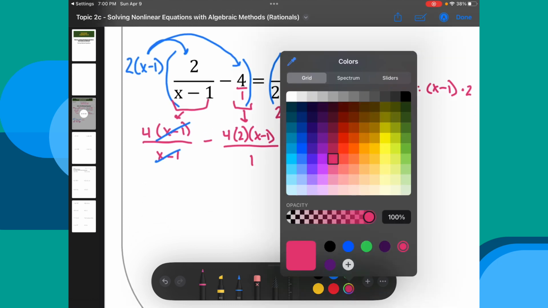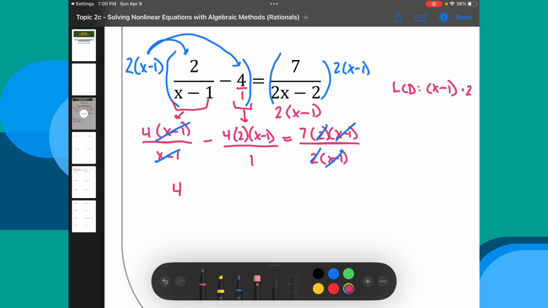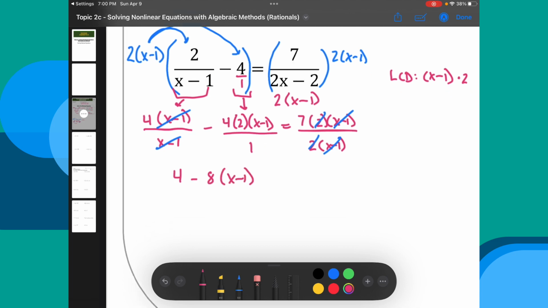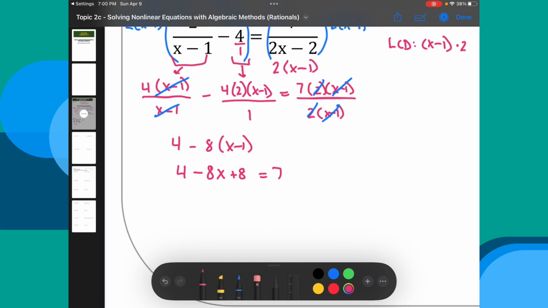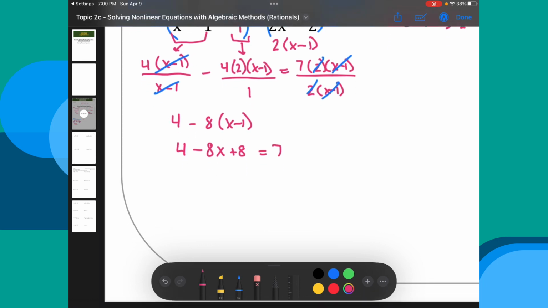So now we're just going to solve. So we have 4 minus 4 times 2, that's 8, times x minus 1. So I'll distribute that. 4 minus 8x plus 8. And on the other side of our equal sign, we canceled out everything and are left with 7. I'm going to combine my like terms. 4 plus 8 is 12. I'll take that 12 to the other side. That gives me -5. We'll divide by -8, and we get x is equal to 5 over 8.